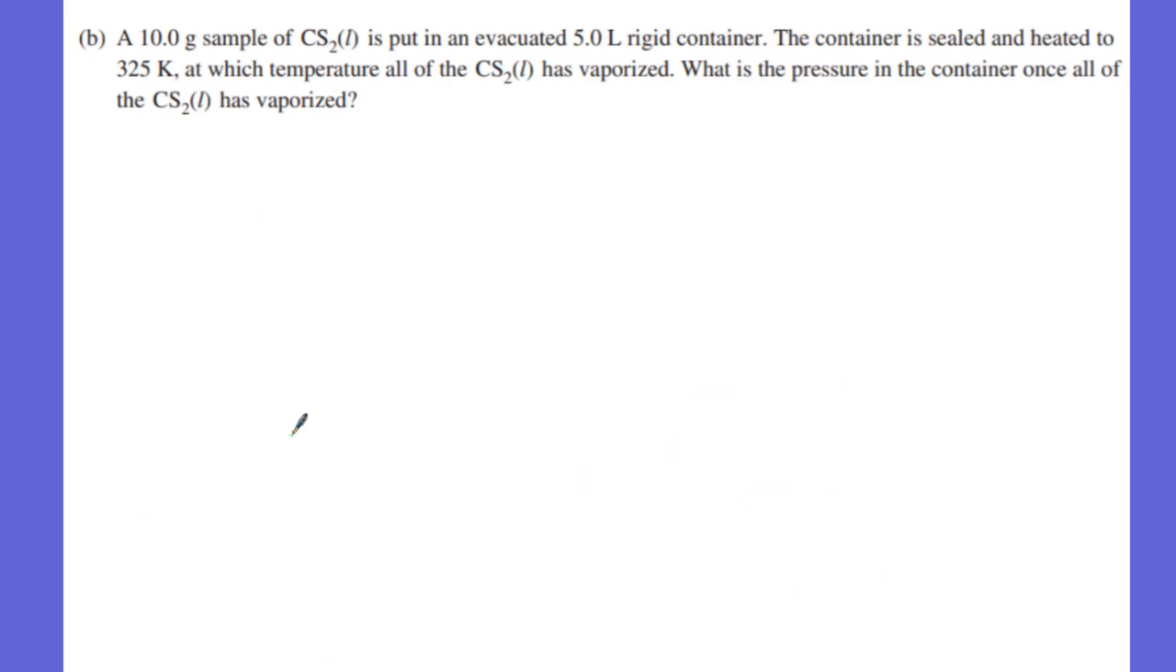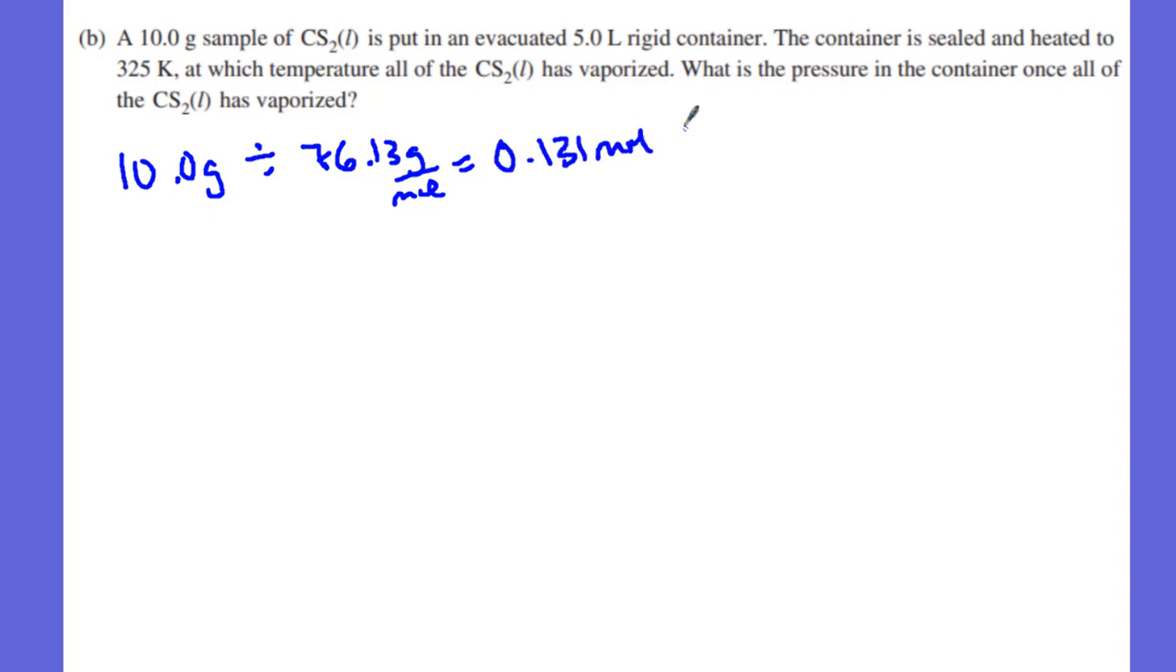Now once we get to B, you can see it is going to give you 10 grams of CS2. Well, what do we do anytime we know 10 grams of a substance? We divide by its molar mass. So divided by 76.13 grams per mole gives me 0.131 moles of CS2. Now I can go anywhere.